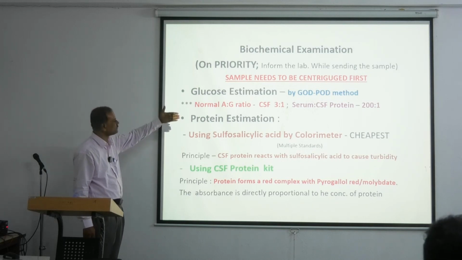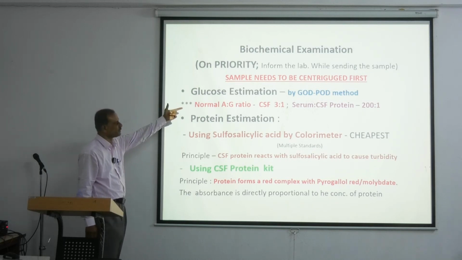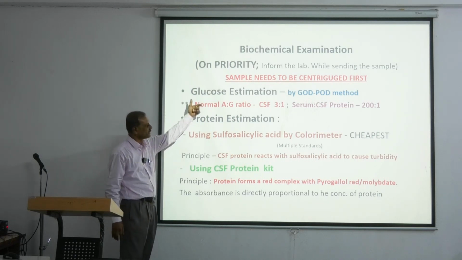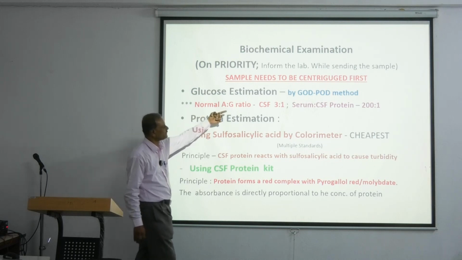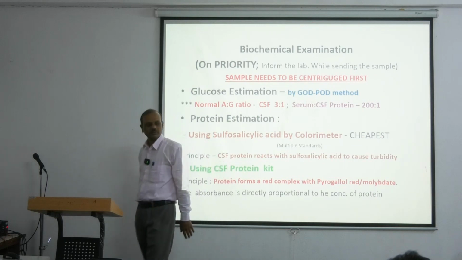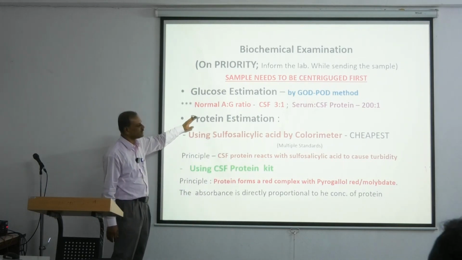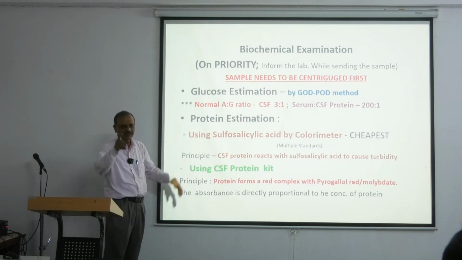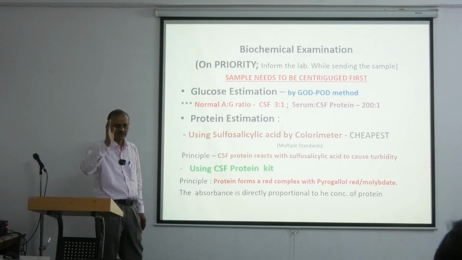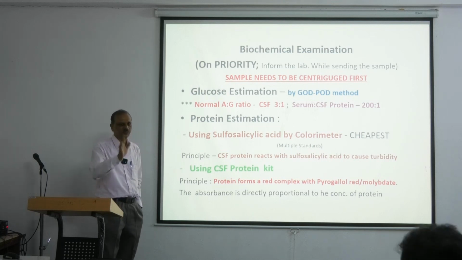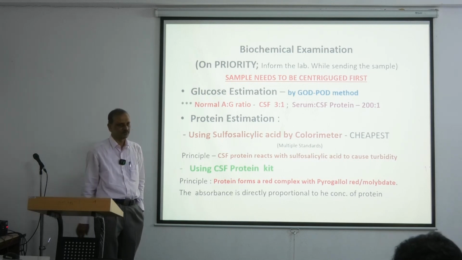You just inform the laboratory; the sample needs to be centrifuged. Glucose estimation is normally done by the GOD-PD method, which you are using. Normal A/G ratio, as I have been repeatedly telling, in CSF is 3:1, in serum protein 200:1. You must remember. The protein estimation is done by, write down the name, sulfosalicylic acid. You have done it. You have seen the turbidity. Similarly, turbidity will be there, but it will be a very minute amount because CSF protein is present in very small concentration in contrast to blood or urine.